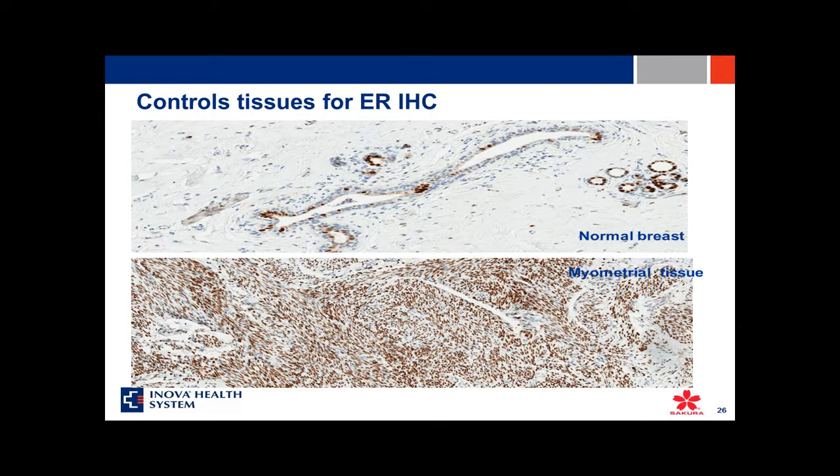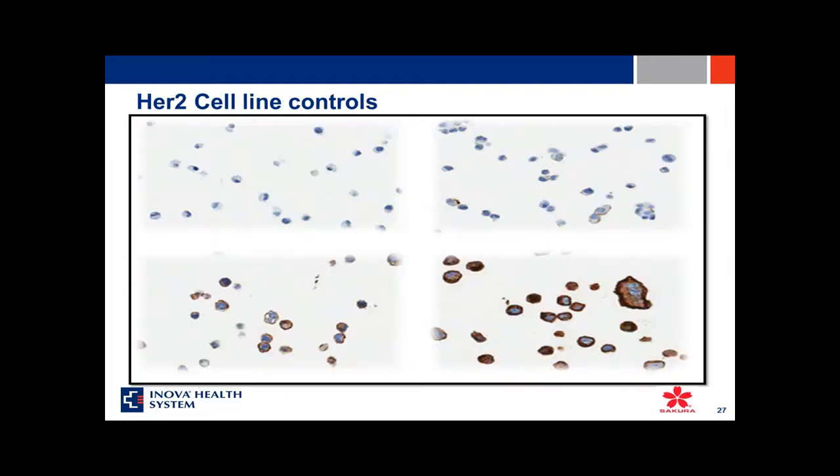We use normal breast and also the myometrial tissues. As you can see, the stromal and the myoepithelial layer is negative, whereas the lobular elements are positive for normal breast. In normal breast, you also see the dynamic range of staining. Nothing is entirely positive or entirely negative. You see the dynamic range of expression in normal breast. And this is myometrial tissue, which is positive for ER. And HER2 cell line controls are a part of the kit. So you can see the negative, the 1+, 2+, and the 3+ level of staining here.